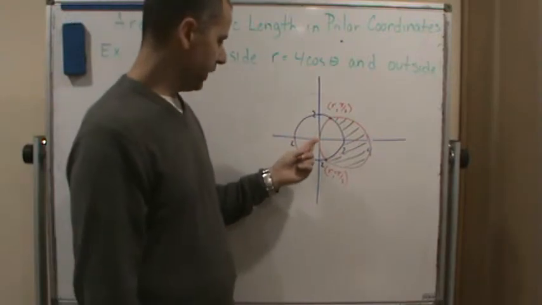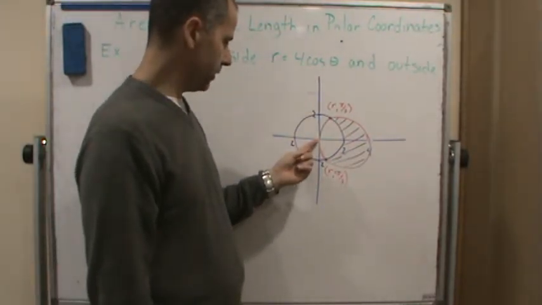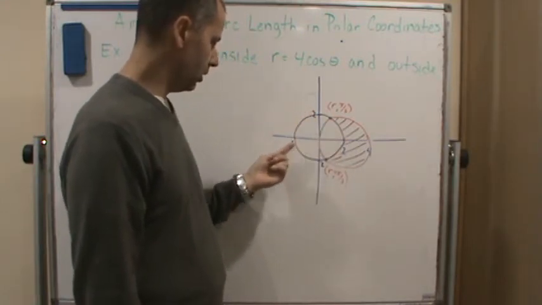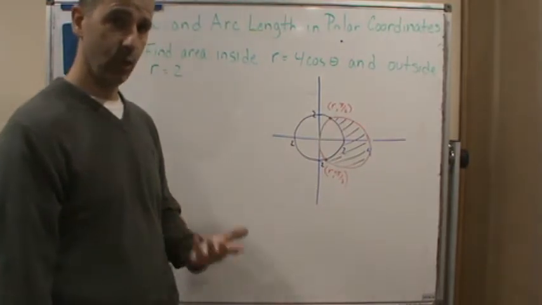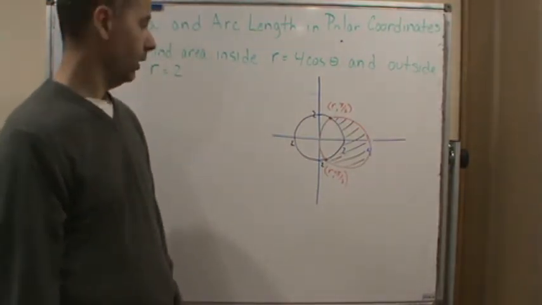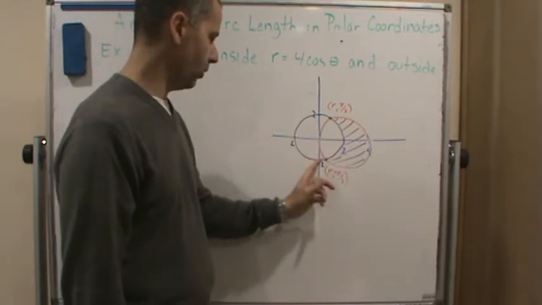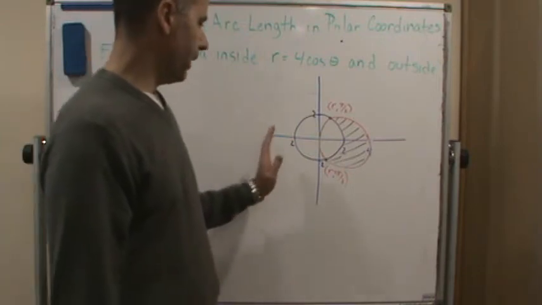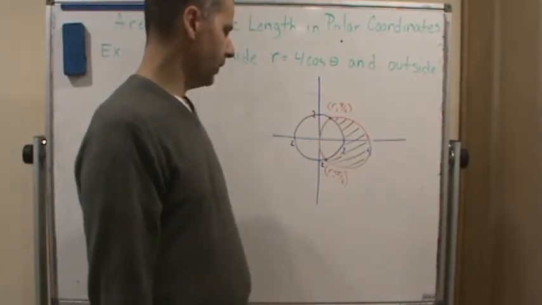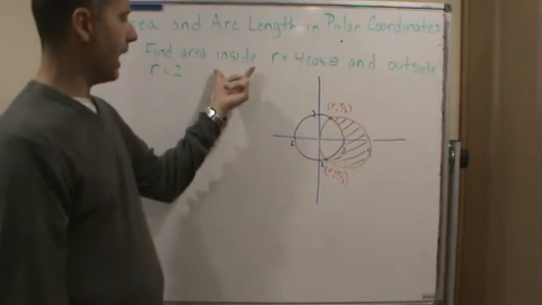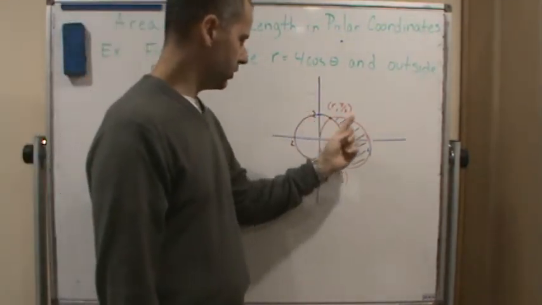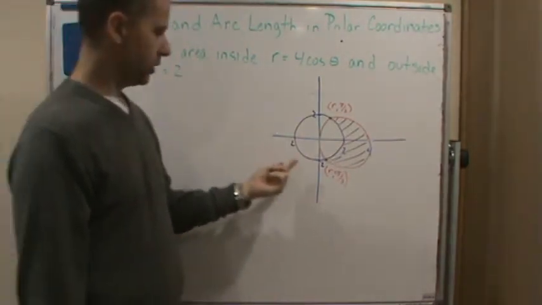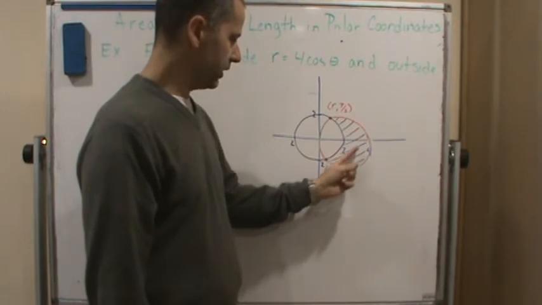So that means it's a circle centered at the origin, at the pole, and from 0 all the way around to 2 pi, the radius is always going to be 2. We get a circle centered at the origin with a radius of 2. So we have these two circles overlapping each other, and we want the area inside this circle, which is the red one, and outside this circle, which is the purple one. The shaded region is the area we want.